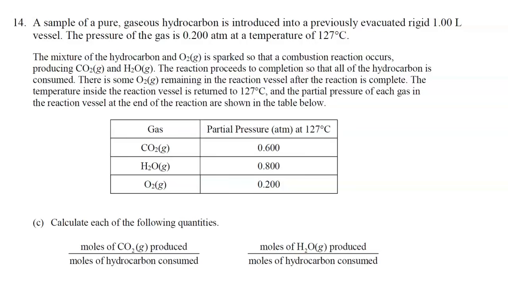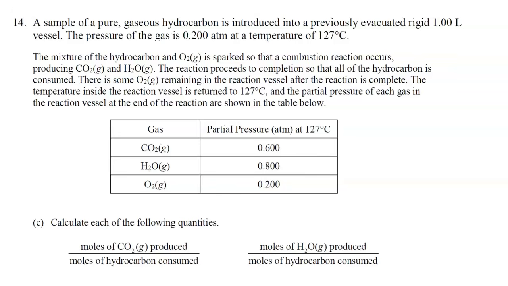So in part C of this question, we need to calculate each of the following quantities, and you can see that each of these quantities is a mole ratio. The first quantity says moles of carbon dioxide gas produced over moles of hydrocarbon consumed. And then the other quantity is similar. It's a mole ratio. Moles of water vapor produced over moles of hydrocarbon consumed. But what we have is pressure data in this table. So how can we use the pressure data to determine the mole ratio?